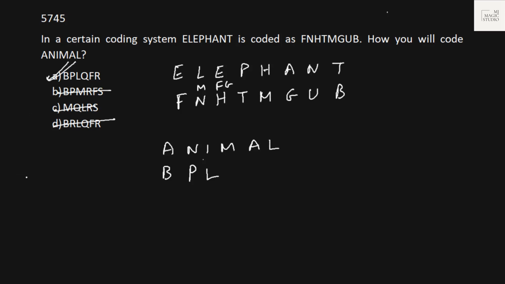We can always do it quickly with options elimination. Let's check it now. QRSTM, NOPQ. Okay, it's matching. BPLQFR. It will go with this. We'll go with option A.